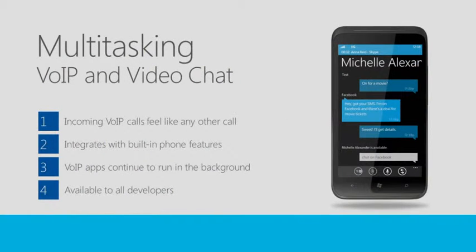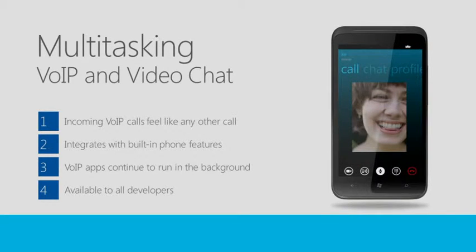VoIP apps will also continue to run in the background. So say you want to go look at a text message, you'll see that the same toast that shows up under a normal call is also showing up here while the VoIP call is going, and you can continue that conversation. Again, all the audio routing just continues to work. And then if you click on the toast, you go right back to the Skype application.